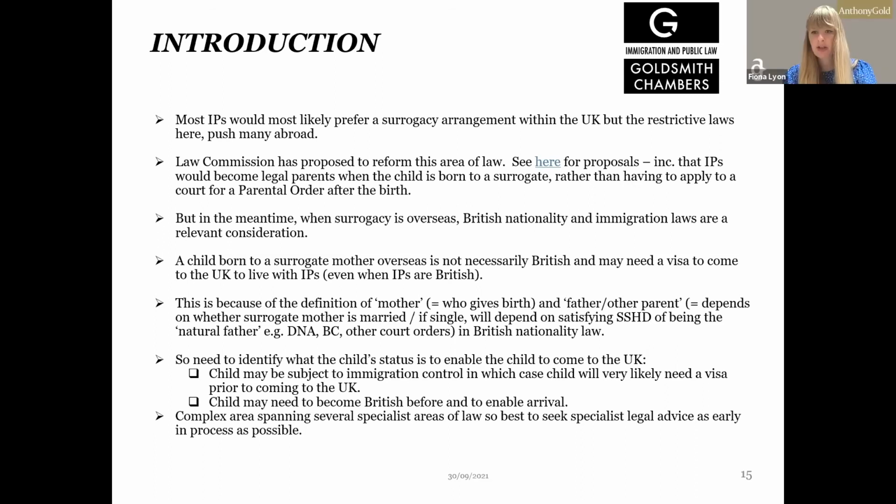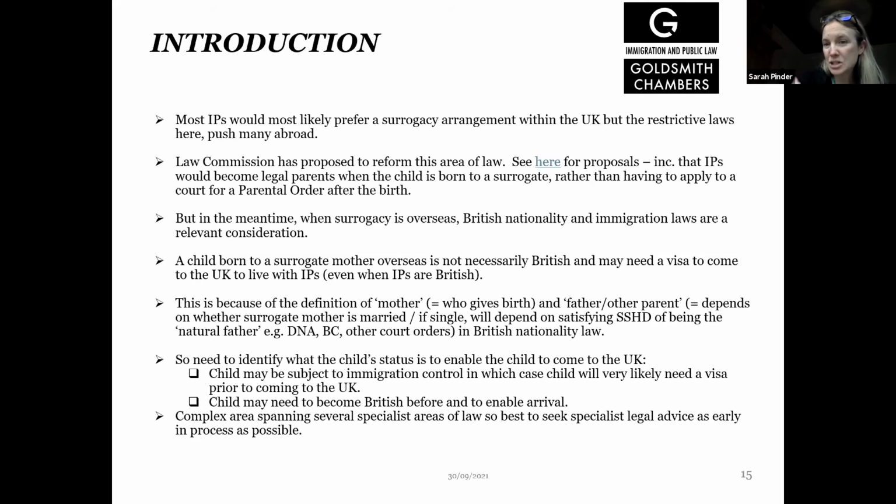Seems to be lots of definitions. Yeah, a lot of definitions. So again, another reason really why it's important to seek that advice from an early stage, and to have that specialist input. So specialist input on the family, and then specialist input on the nationality end.